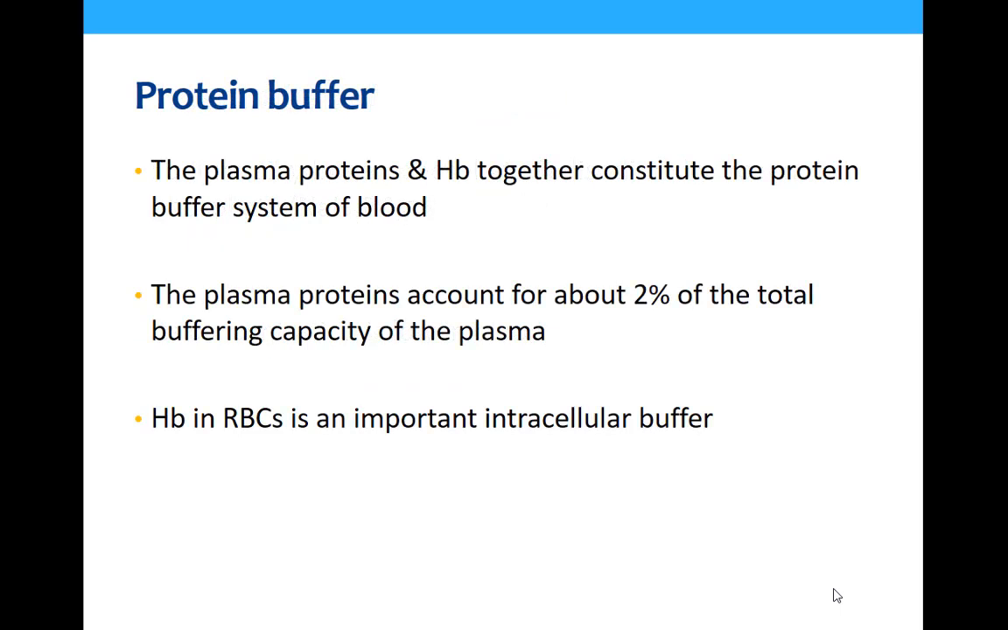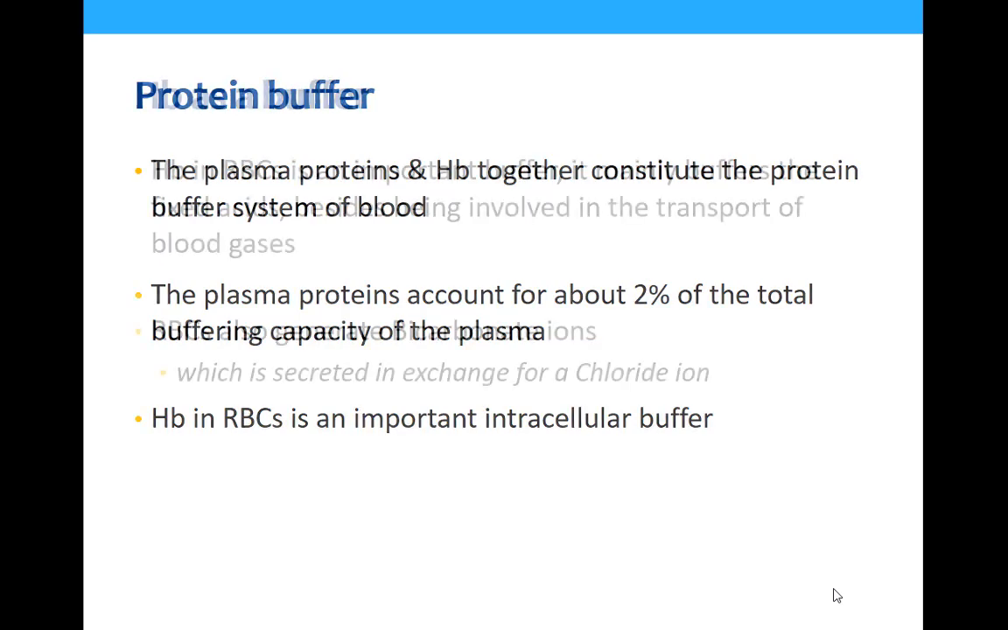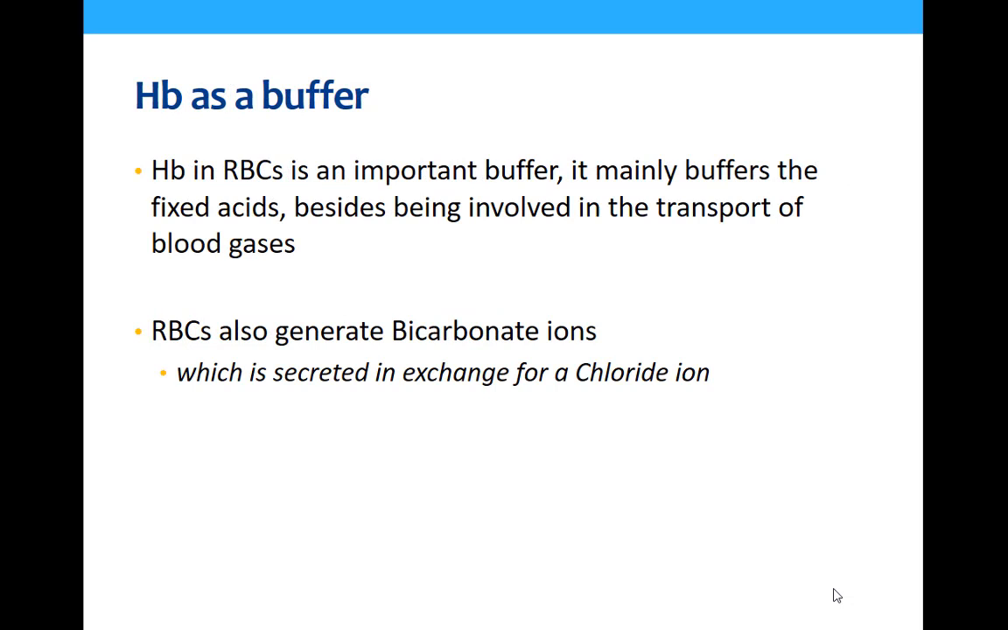Third type of buffer, protein buffer, very important inside the cells. Third buffer system is proteins. Okay, we have proteins in the plasma. Those proteins do not play a major role. So protein buffer is again important inside the cells. Hemoglobin is one good example. How does hemoglobin do that? Okay, it mainly buffers the fixed acids beside being involved in transport of blood gases, which you all know it transports oxygen and CO2. And RBCs also generate bicarbonate ions, which is secreted in exchange of a chloride ion.